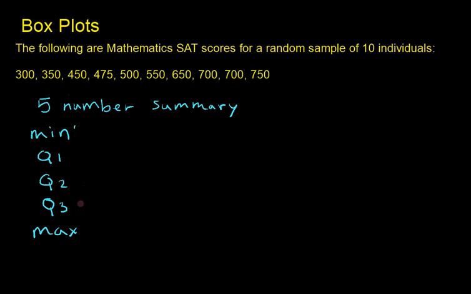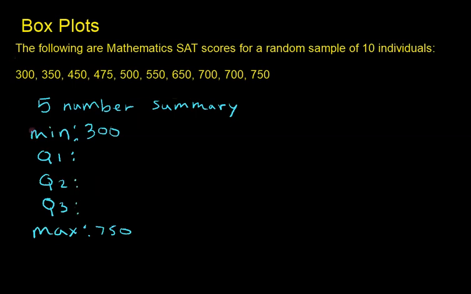All right, so to find the min and the max, these are the easiest, right? This data is already sorted. So the min, the smallest number, is 300. The max, the largest number, is 750. Now I just need to find the quartiles, and then I'll be ready to graph this.